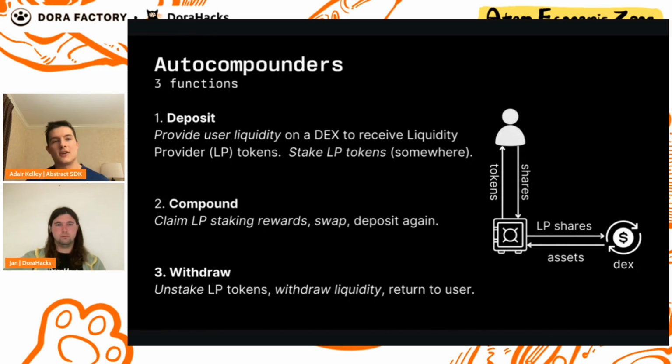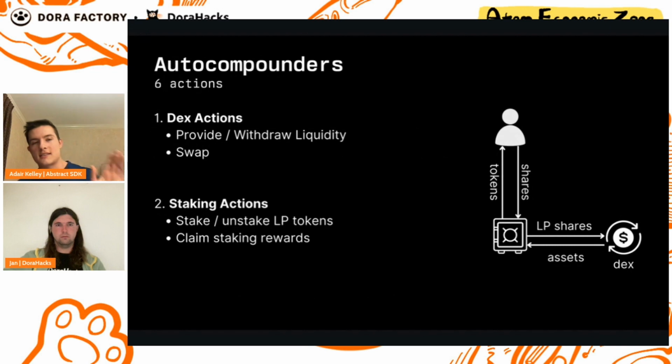And finally, when you want to withdraw, you have to unstake those tokens, withdraw the liquidity, and return it to the user. So if you really think about this, there are 6 actions that are being done here, 3 of which are on a DEX, which is providing, withdrawing liquidity, and swapping, and 3 of them are on some staking protocol that could be the DEX. It's usually another contract, or it could be an external protocol, such as another autocompounder. So that would be staking, unstaking, and claiming.